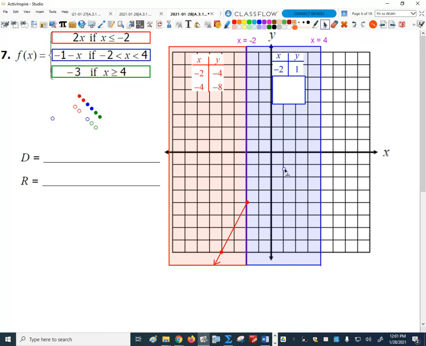Okay, so we get one point, an open endpoint at (-2, 1). So there it is. And then the other point I would pick would be at x equals 4, isn't it? So if I plug 4 in, I get -1 minus 4, which is -5. So I get another open endpoint because we're not including the x value of 4 in the blue domain either. So I get another open endpoint at (4, -5). And then all I've got to do is connect those endpoints, right?